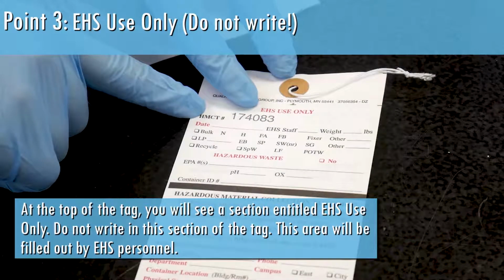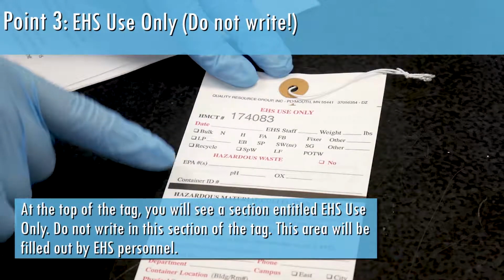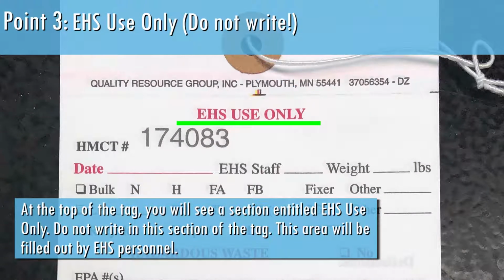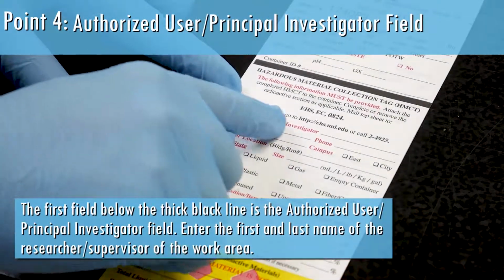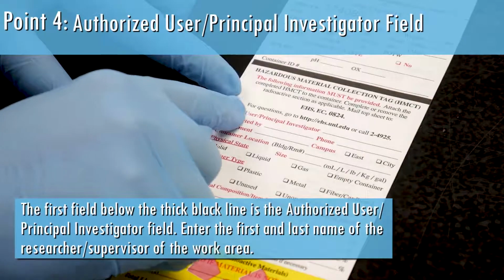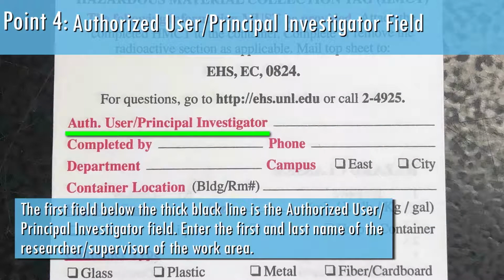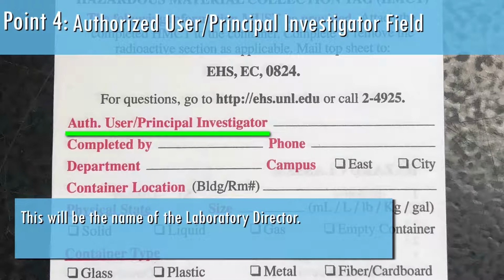At the top of the tag, you will see a section entitled EHS Use Only. Do not write in this section of the tag. This area will be filled out by the EHS personnel. The first field below the thick black line is the Authorized User / Principal Investigator field. Enter the first and last name of the researcher / supervisor of the work area. This will be the name of the laboratory director.